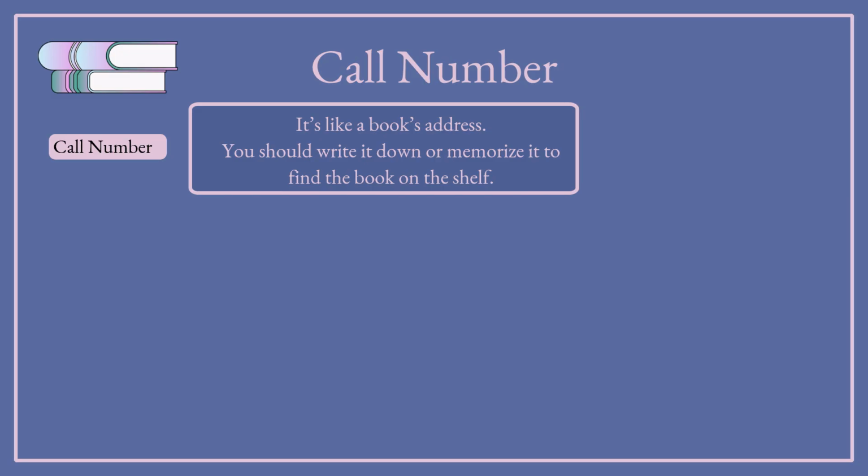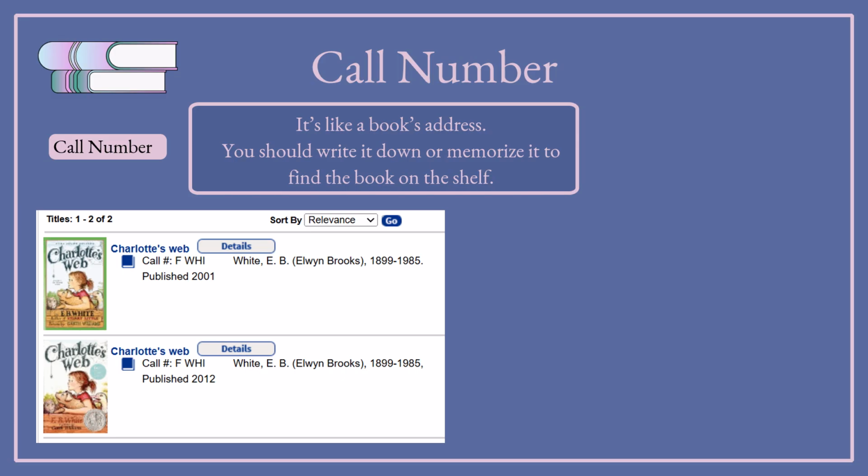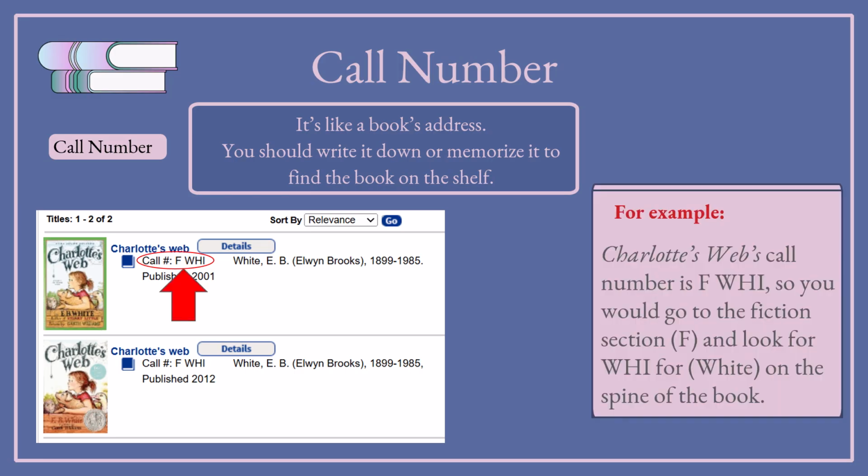When we look at our previous title search for Charlotte's Web, we see under the title the call number F WHI. F stands for fiction, so we will first walk to the fiction section of our library, and then browse our shelves in alphabetical order for WHI, the first 3 letters of the author's last name.